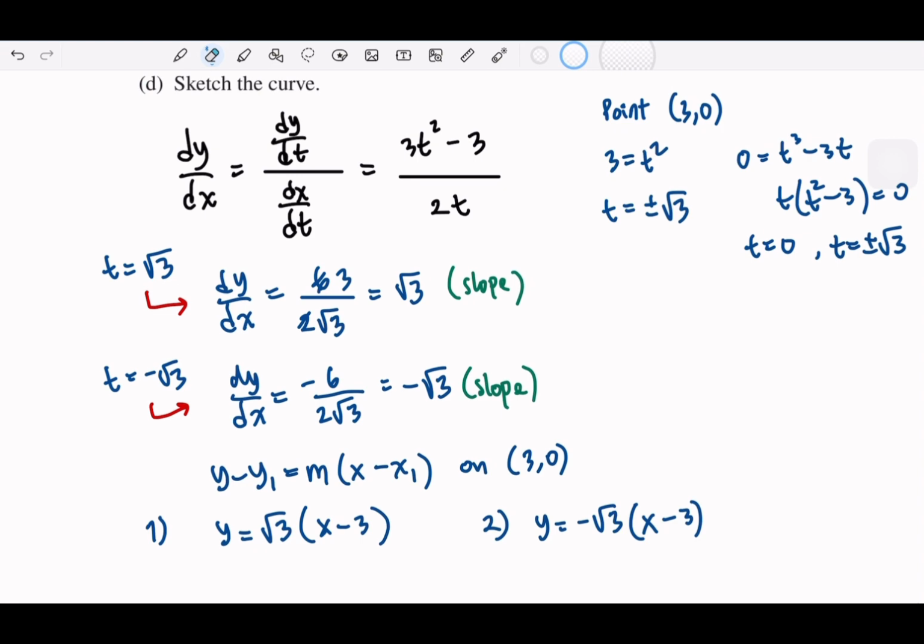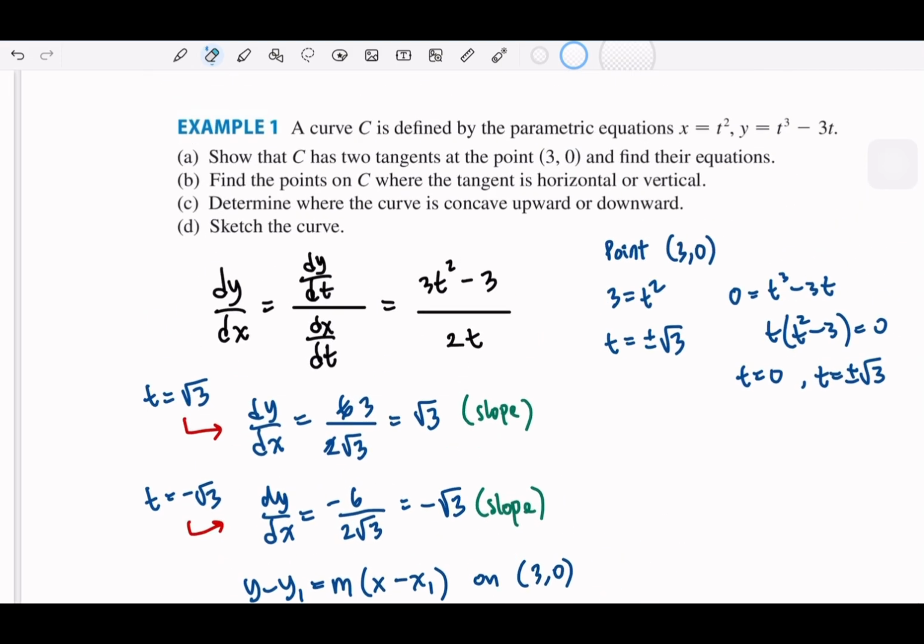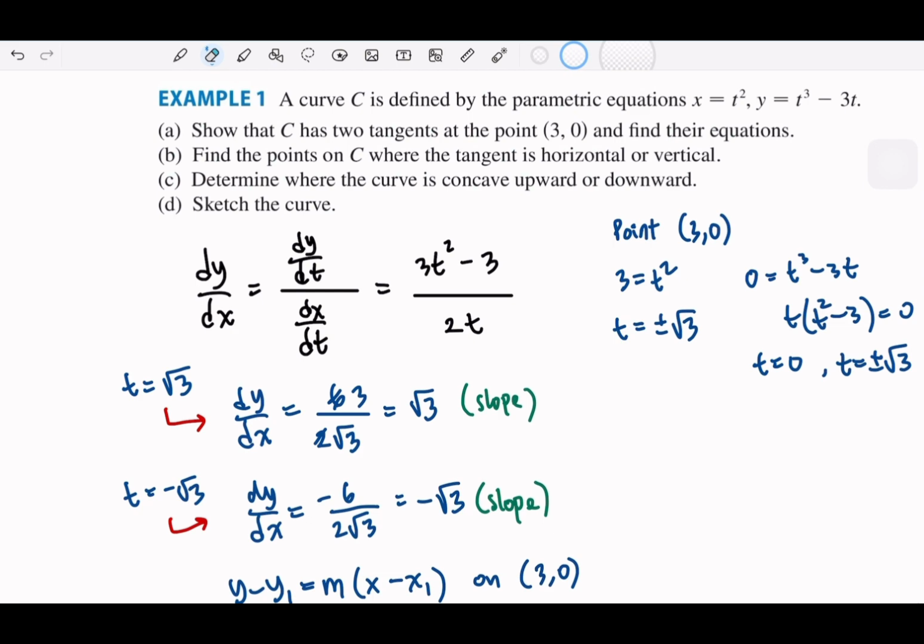So we just put in (3, 0). On the point (3, 0), this is 0, this is 3. So that's why we have this and this, identical. Which means that when you have identical linear equations with the opposite direction of the gradient, they perfectly cross, right? Which means that is our equation. Because if you read the question here, the point (3, 0) has two tangents, so it will be crossing like that, okay? Because it has identical equations.